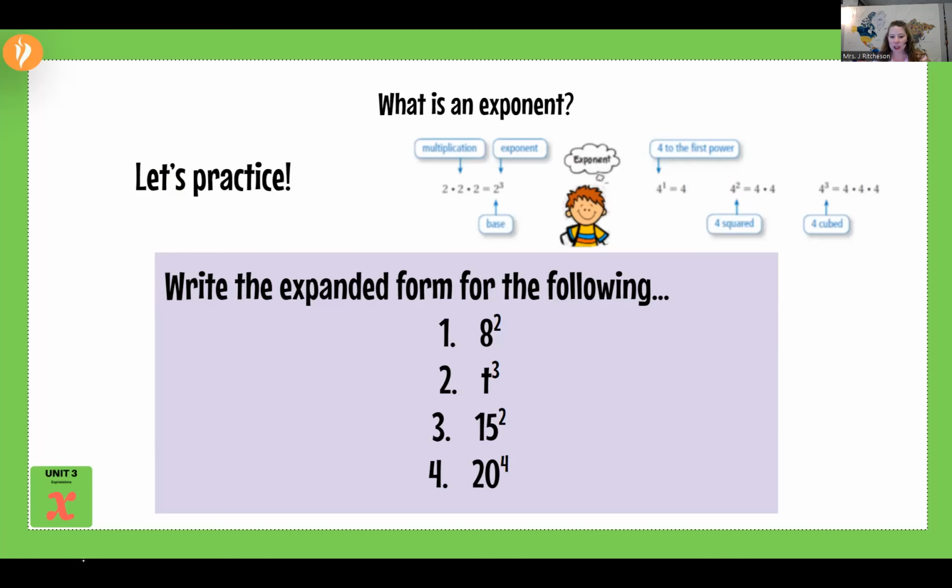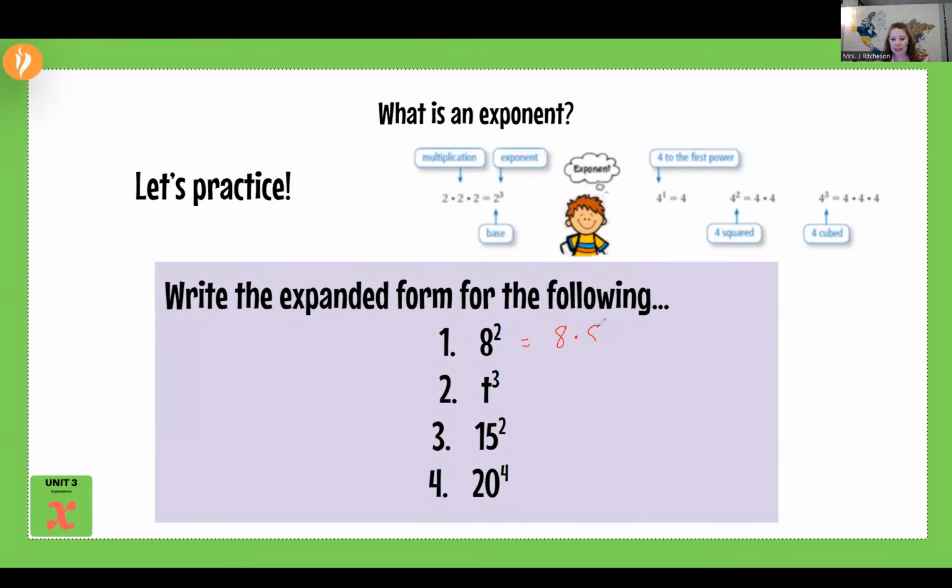All right, so 8 squared, what does that mean? It literally means 8 times 8. All right, t to the power of 3, or t, did I say c? T to the third power means t times t times t. 15 squared, or 15 raised to the second power, I would write 15 times 15. And then 20 to the fourth power would be 20 times 20 times 20 times 20. So that's a big number.